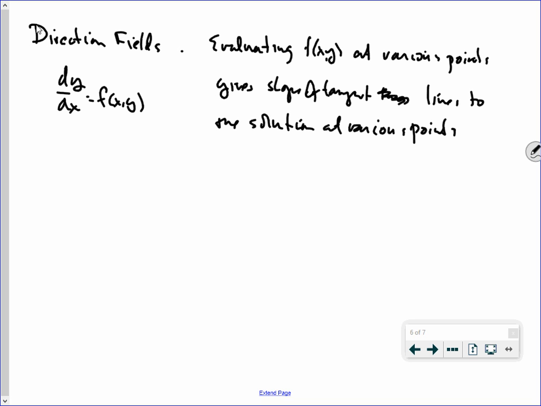In other words, I'll do this one in more detail here. For example, dy/dx equals negative 2x over y. This too is something we could solve, okay? But we're just going to play around with it, pretend like we don't know how to solve it right now, but we'd like to know what a solution looks like, even if we might not be able to find an explicit solution here.